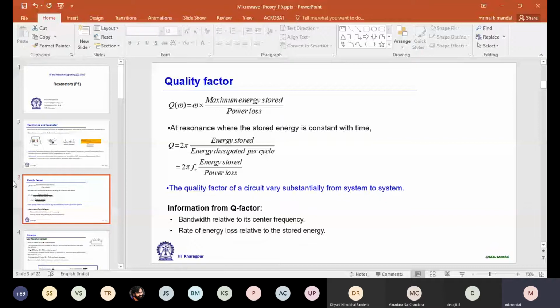So if the resonant frequency is given as Fr, then we can represent it in terms of Fr, that is twice pi Fr into energy stored divided by power loss. So energy dissipated per cycle is actually the power loss.